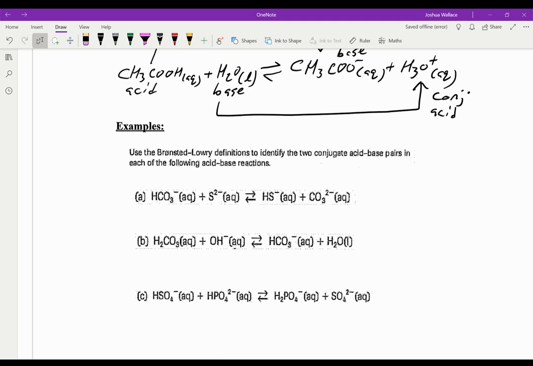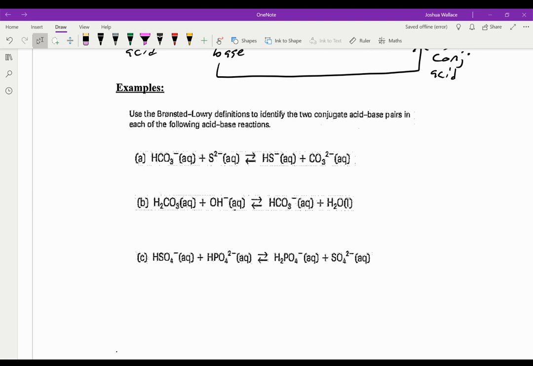A few examples here for you to work through. I'm going to do A, and then you're going to do B and C. And then you can check your answers in the completed notes. So HCO3 minus plus HS minus produces H2S... rather, HCO3 minus and S 2 minus produce HS minus and CO3 2 minus. What we see is that H is being donated, so that means that this is our acid, this is our base, and this is our conjugate base. That means that HS minus is our conjugate acid.